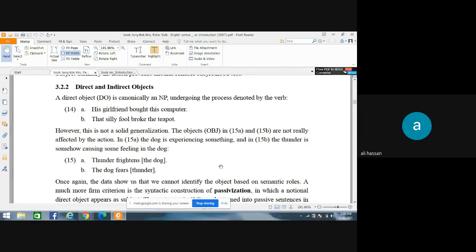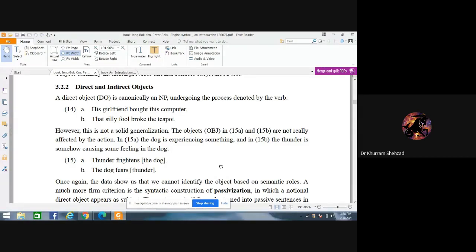Yes, Ali. First of all, he is telling us that a direct object is basically an NP, a noun phrase. And usually it is controlled by the verb. The verb tells us what we can have as a direct object. So his girlfriend bought this computer. So this computer is a direct object, and at the same time it is an NP. That silly fool broke the teapot. So the teapot is a direct object, and at the same time it is an NP.